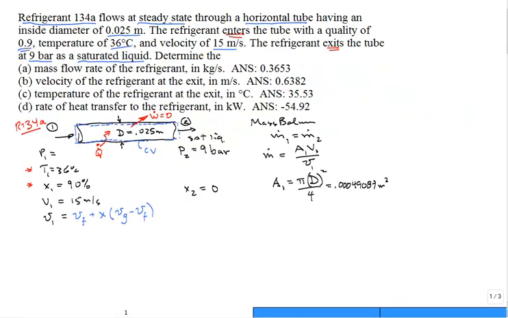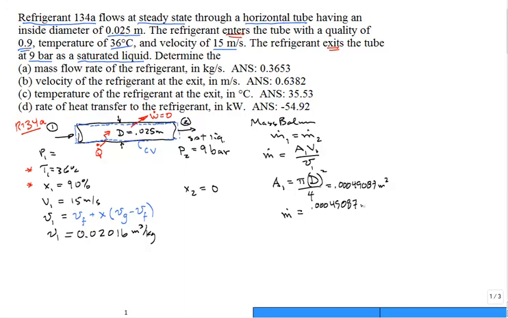So when we make this computation, V sub 1, the specific volume of the fluid coming in, is 0.02016 meter cubed per kilogram. So then we can come over here, we can calculate the mass flow rate. Is that area 0.0049087. That's sloppy. Let me rewrite that.